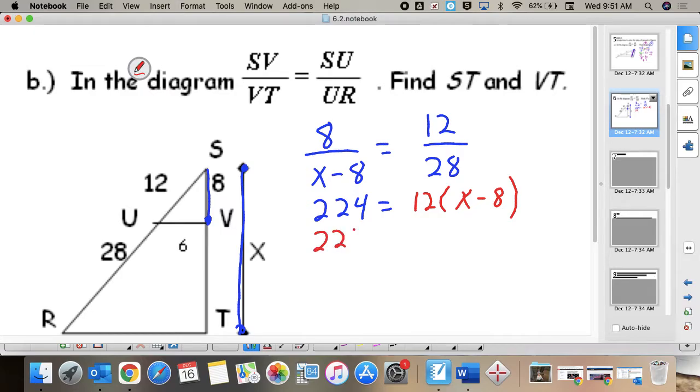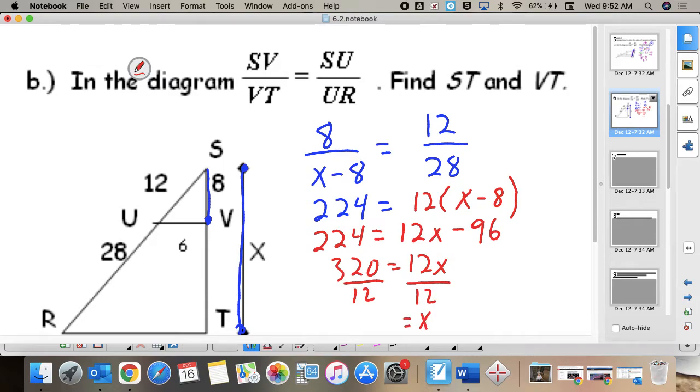This is why we have to distribute that 12 in. So we have 224 equals 12X minus 96. So add your 96 to both sides. We get 320 equals 12X. And then we divide by 12. 320 divided by 12. We get 26.67.